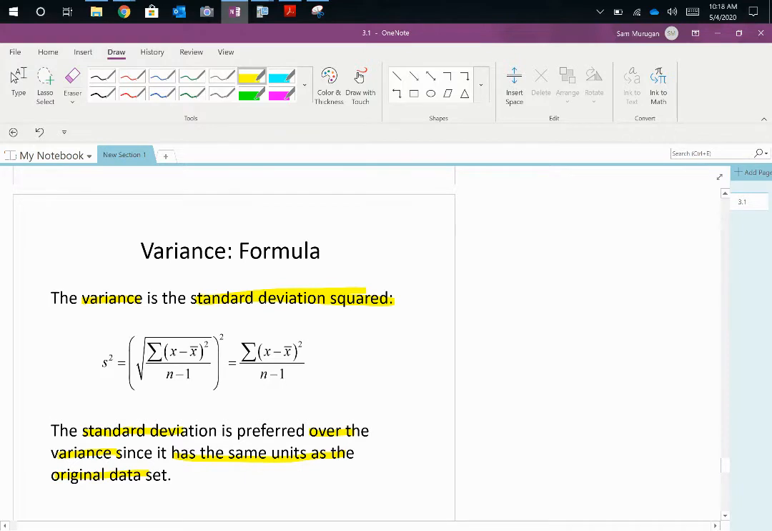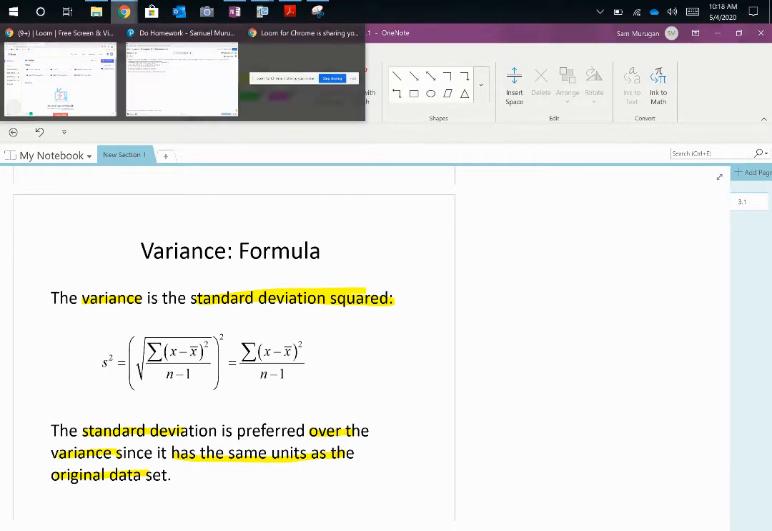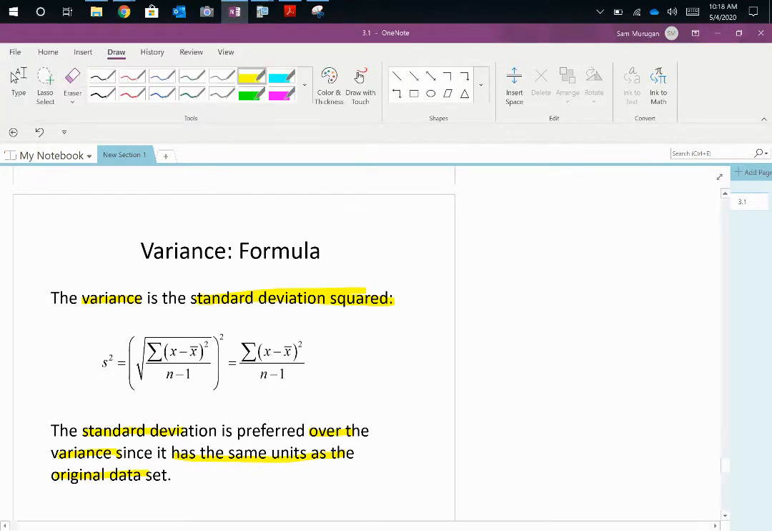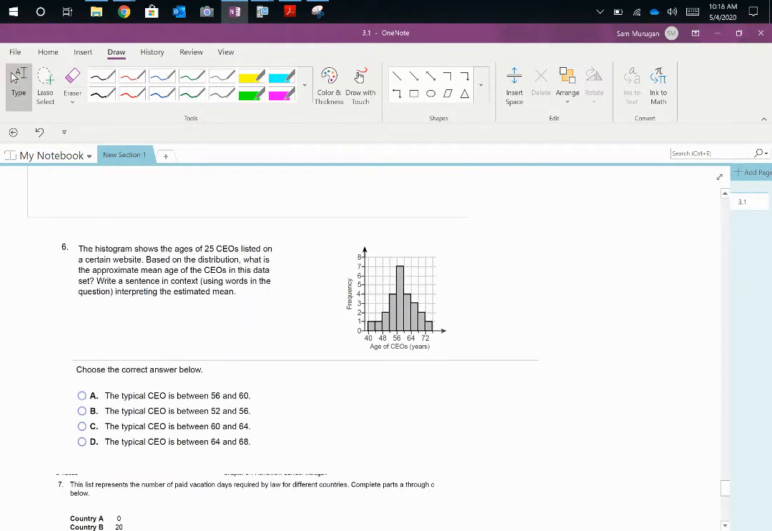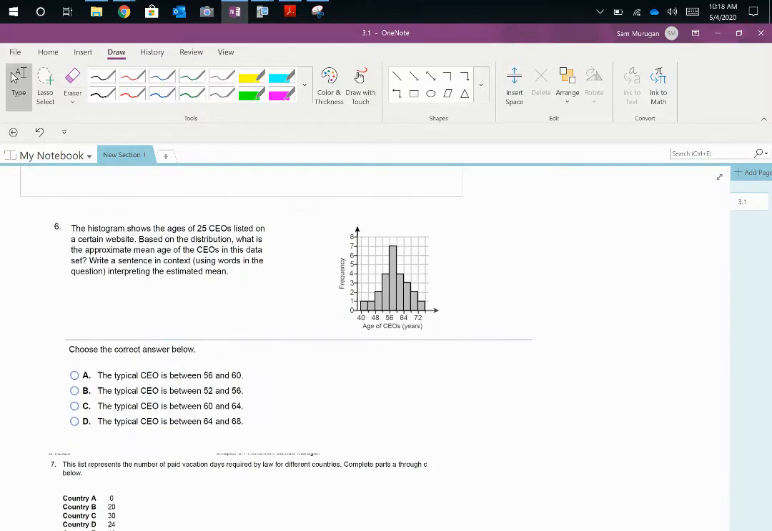All right, so let's go ahead and look at a few of the problems from your homework. I've already copied and pasted some of them here. This is question 6. The first 5 questions are actually definition questions and very easy. Now, question 6: the histogram shows the age of 25 CEOs listed on a certain website. Based on the distribution, what is the approximate mean age of the CEOs in this data?